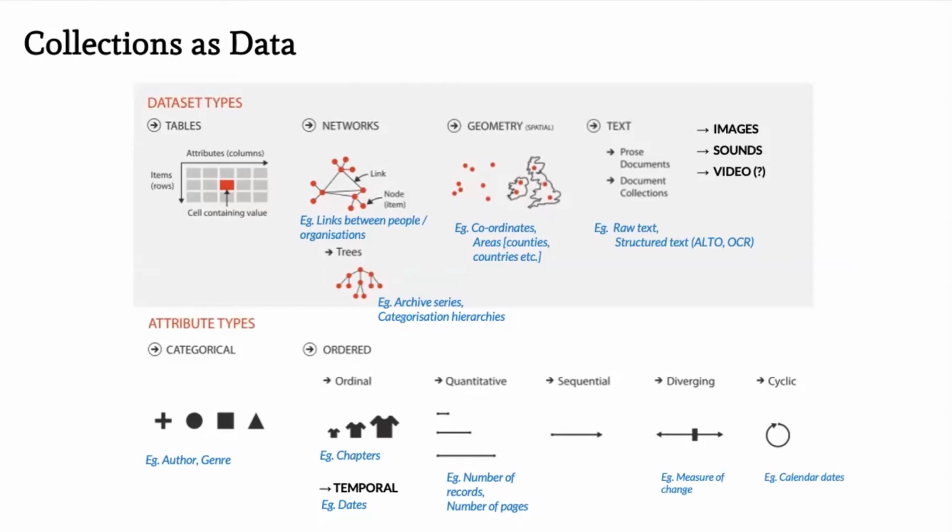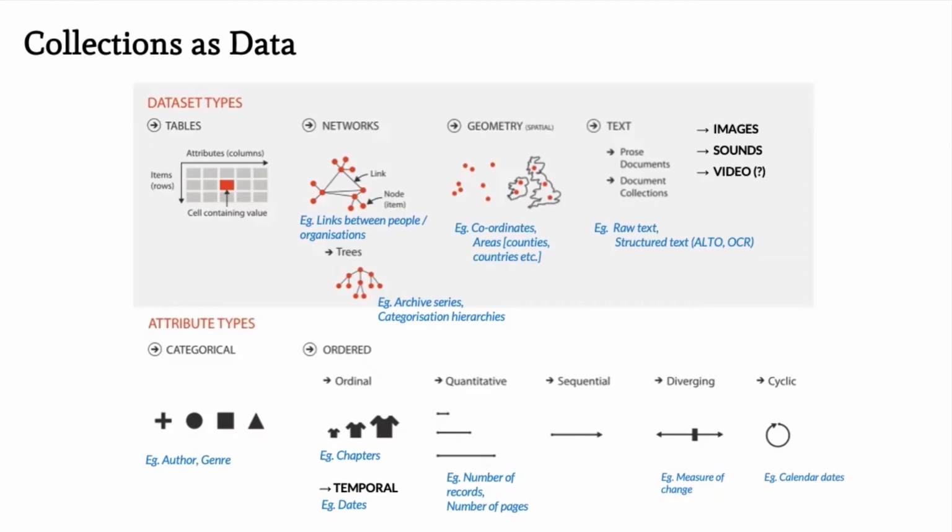And across those, we can think about there being different kinds of data sets. So there's a lot of tabular data. I think we see a lot of spreadsheets, tabular data, which might be the records in our database. We might also find network data. So this might be links between people, links between organizations. We might find trees or hierarchical data. So for example, archive series are hierarchies. That's an important structure in our data.